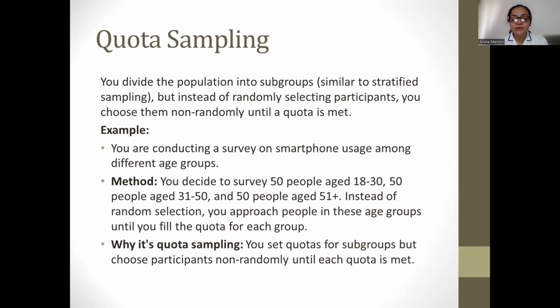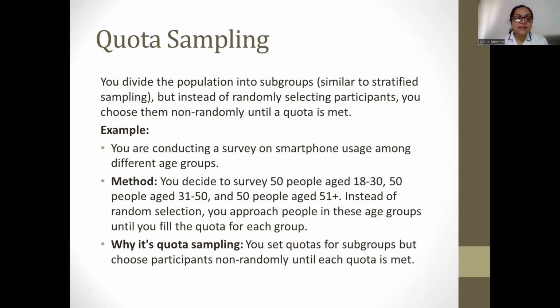So I have three groups here: 18 to 30, 31 to 50, and people who are more than 51 years of age. I want to survey 50 people from each of the groups. So instead of random selection, I will approach people in these age groups until I fill the quota for each group. So suppose I got samples who fit my inclusion criteria.